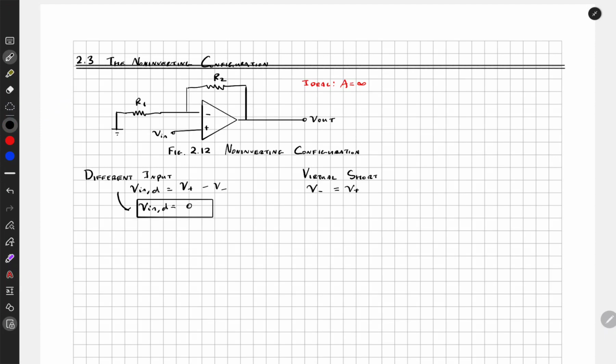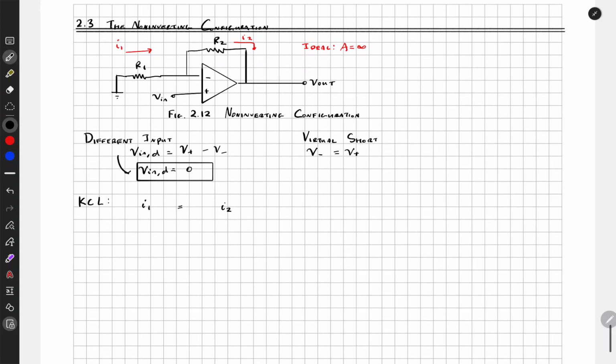So let us solve for this circuit. How do we solve for this? The first thing we can try is to do this KCL. KCL says that, let's call this current here I1, and this current here I2. Just like before, we assume that no current goes into the inputs of the op-amp, so therefore I1 is equal to I2.